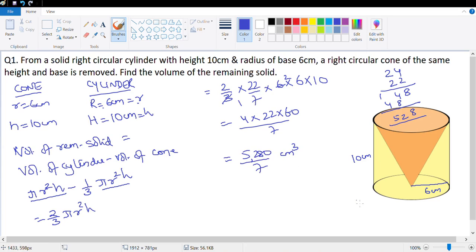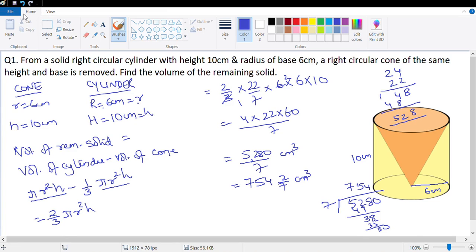We'll need to divide 5280 by 7. 7 into 7, 49. 38, that's 7 into 5, 35. That's 30, that's 7 into 4. So this is 754 2 upon 7 centimeter cube. If you want to write the answer in decimal, you could convert this into decimal. Let's look at the next question.